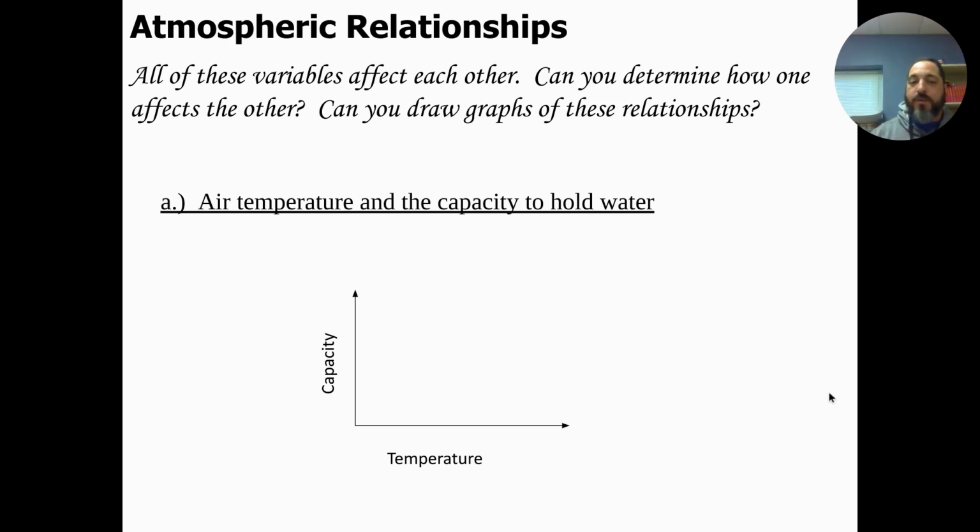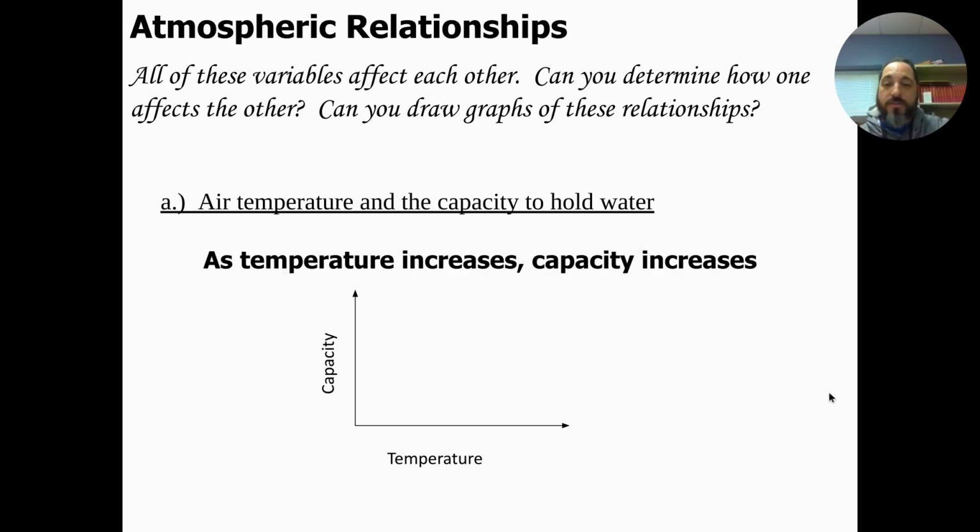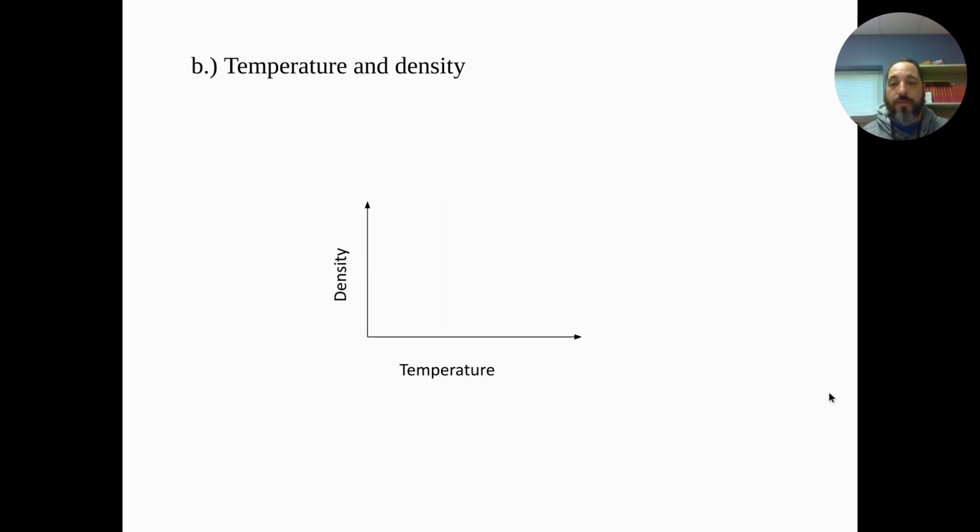So, air temperature and the capacity to hold water. So as temperature increases, capacity is going to increase, right? So the amount of water it can hold is going to increase. That's going to be a direct relationship. As one thing increases, the other thing increases. So as my temperature increases, so does its ability to hold on to water.